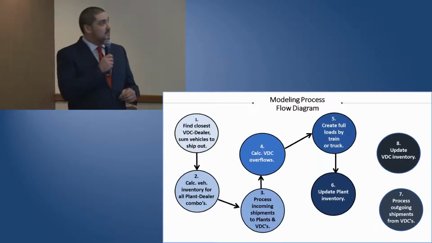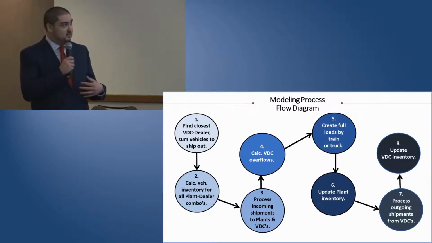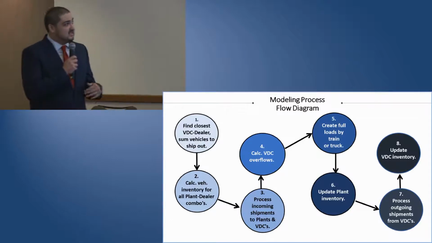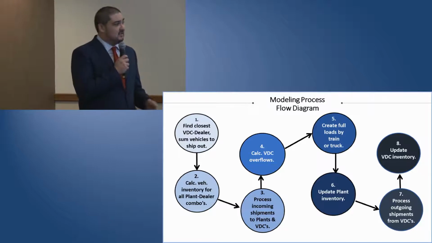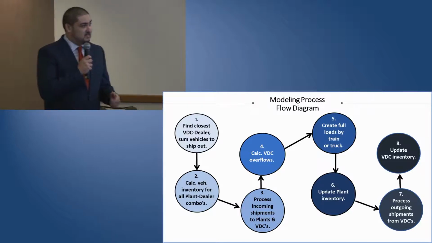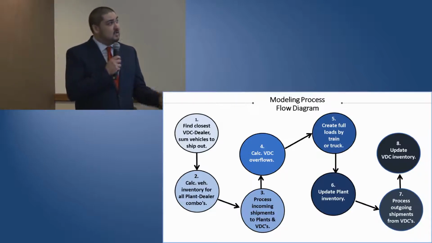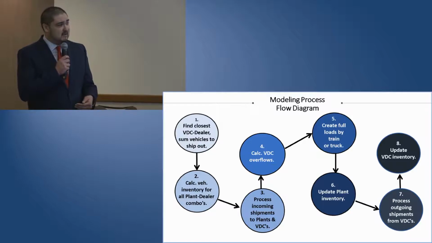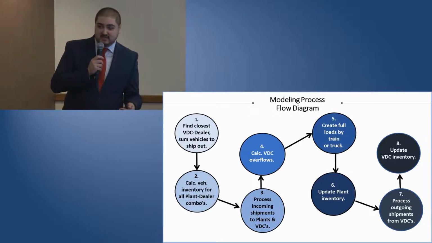So the flow of our model was to look at all the incoming vehicles every day into the plants and calculate the VDC to dealer distances and shipments. We then looked at all the plant and dealer combos, processed all the incoming shipments to the plants and VDCs, calculated all the VDC overflows, created the full loads by train or truck, updated the plant inventories, processed the outgoing VDC shipments, and updated the VDC inventories.